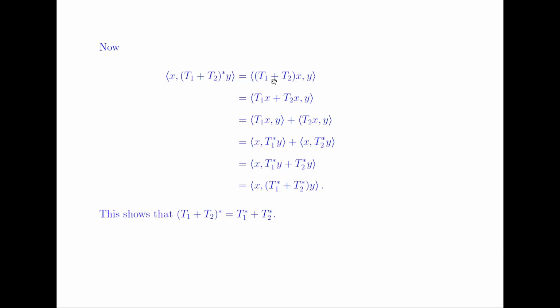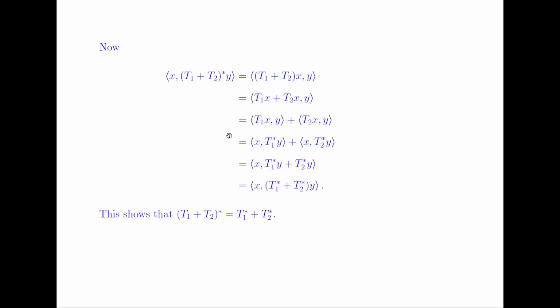Now consider the inner product of x comma (T1 plus T2) star y, which can be written as the inner product of (T1 plus T2) x comma y, which is equal to the inner product of T1 x plus T2 x comma y, which is equal to the inner product of T1 x comma y plus the inner product of T2 x comma y. Again we can write this as the inner product of x comma T1 star y plus the inner product of x comma T2 star y, which can be further rewritten in this form by using a property of the inner product.